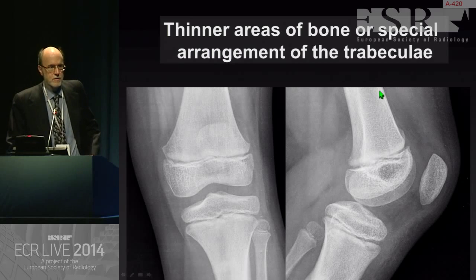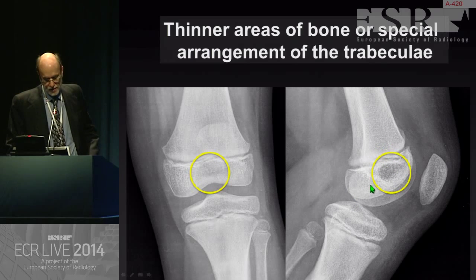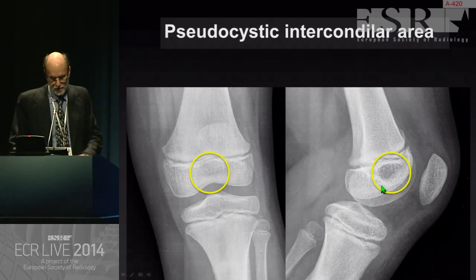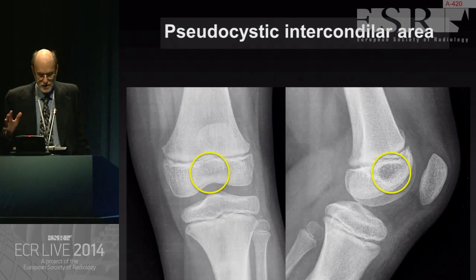All over the skeleton, one may see thinner areas of bone or special arrangement of the trabecula, which may give some pseudocystic appearance. For instance, in the intercondylar area of the knee, it's very usual to have this appearance. But believe it or not, in this case, the clinician asked about this pseudocystic lesion.